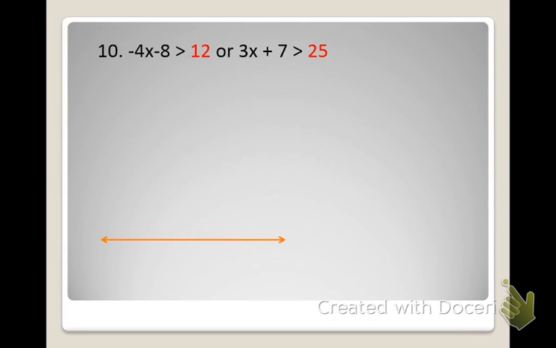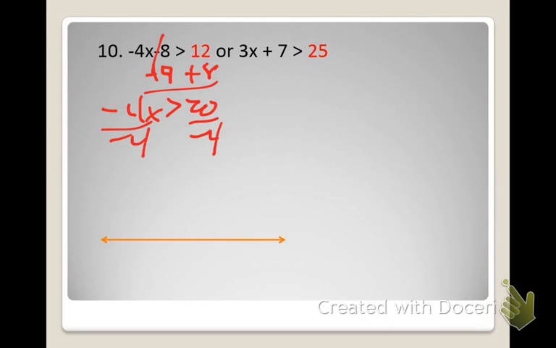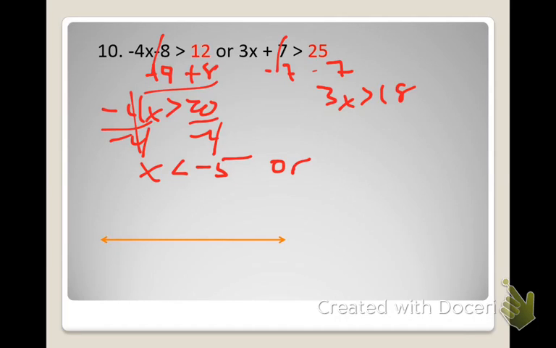So here's 10. Okay, how'd you do? Okay, we got to add 8 here. Divide by -4, which means switch the sign. That's right. Okay, and then subtract 7 here. Divide by 3. Don't have to worry about switching the sign there. So now we want all real numbers less than -5 or greater than 6. So we need -5 and 6. Okay?